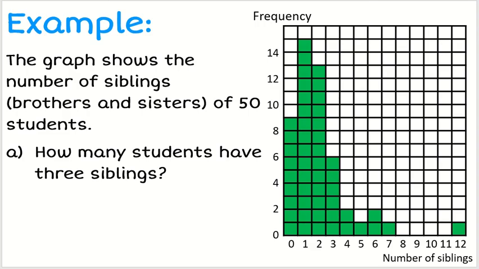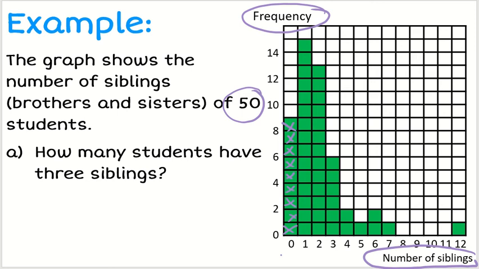So here is the example, and this is a graph, and the graph shows the number of siblings. So I can see there along my x-axis I have the number of siblings, and it goes from 0 up to 12. On my y-axis I have the frequency, so that's how many times it occurs. So we've collected data from 50 students. So for example, I can look at the 0 and say there is 1, 2, 3, 4, 5, 6, 7, 8, 9 students who have no siblings at all. So that's how I can read my graph.